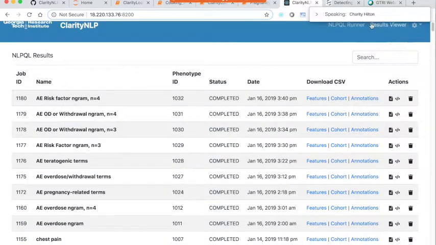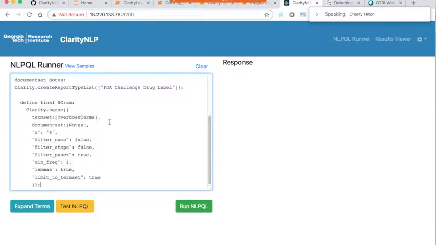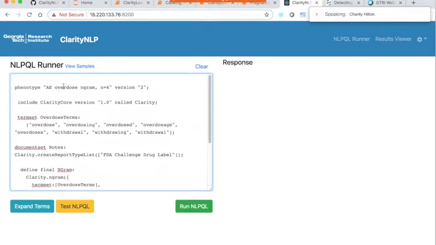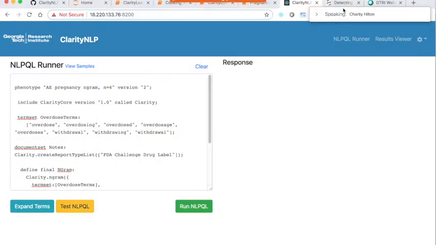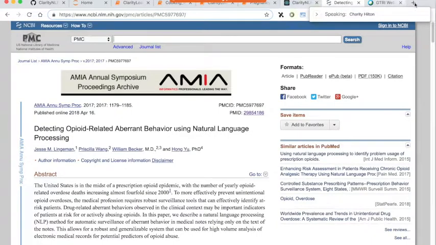Specifically, we can run n-grams, and then we can see what results we get and see if it gives us information about the patterns that we see. So let's change this to pregnancy, and then let's go back and look at the terms we found. Hold on one second.